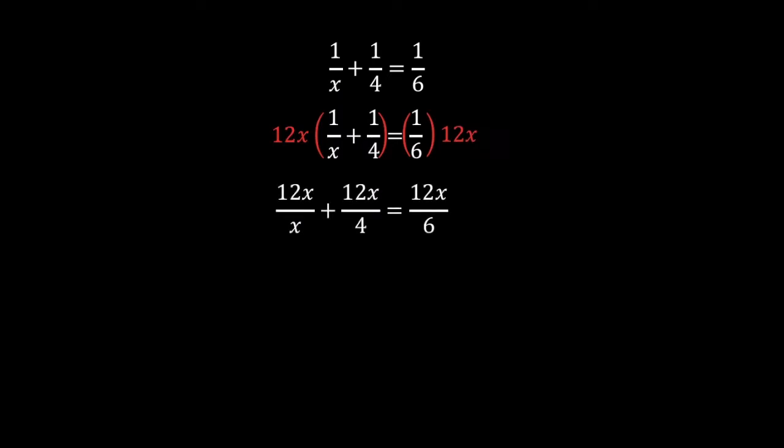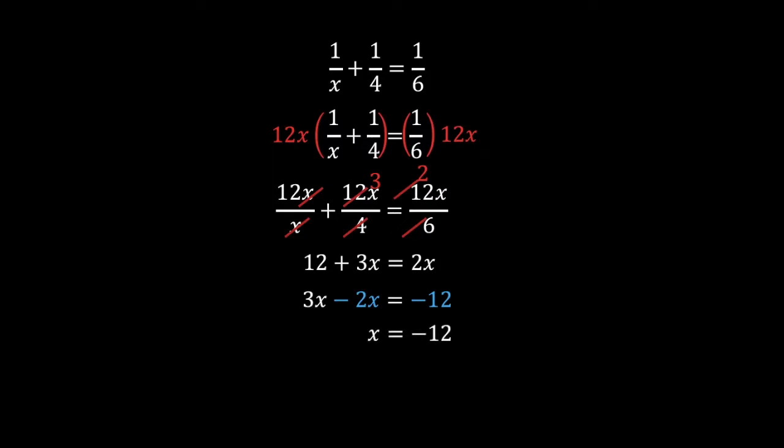We then simplify each term, dividing what we can divide and reducing what we can reduce. We end up with 12 plus 3x equals 2x. This is now relatively easier to solve. We use the subtraction property of equality. We subtract 3x and 12 from both sides, giving us 3x minus 2x equals negative 12. Simplifying, we finally get x equals negative 12.